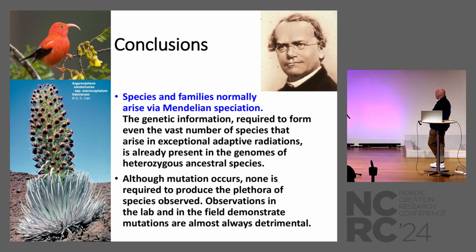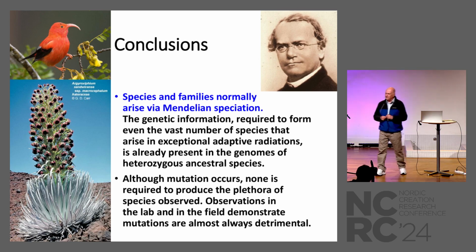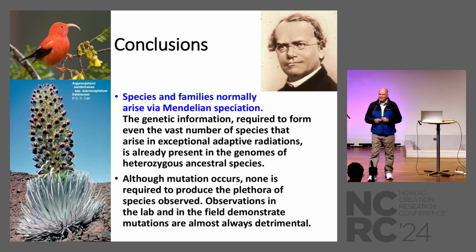The genetic information required to form even the vast number of species that arise in exceptional adaptive radiation is already present in the genomes of heterozygous ancestral species. Although mutation occurs, none is required to produce the plethora of species observed. Observations in the lab and in the field demonstrate mutations are almost always detrimental. It's not mutations. These things arise, and Mendel told us how, some time ago already.